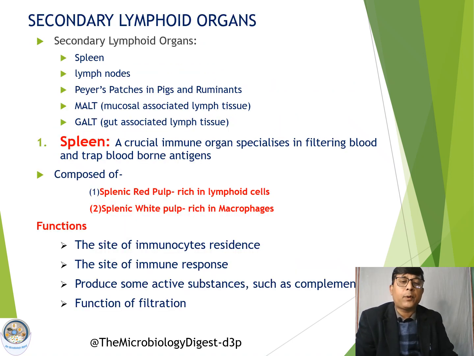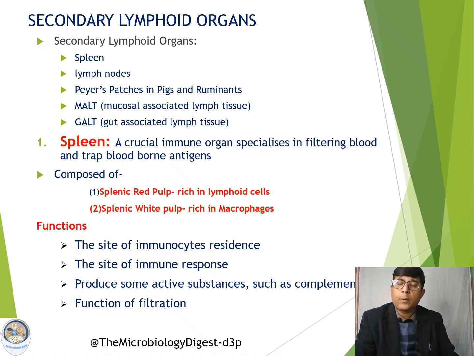Now coming to the secondary lymphoid organs. Secondary lymphoid organs include the spleen, lymph nodes, Peyer's patches in the case of pigs and ruminants, mucosa associated lymphoid tissue, and gut associated lymphoid tissue. These are all examples of secondary lymphoid organs. Now, first is the spleen. It is very crucial in filtering the blood. As we all know, the spleen filters the blood. This is its principal function, and during this filtration process, it can trap antigen.